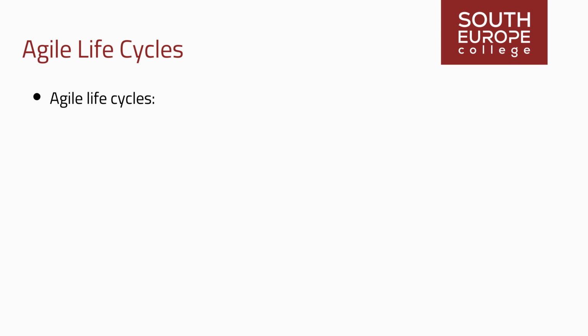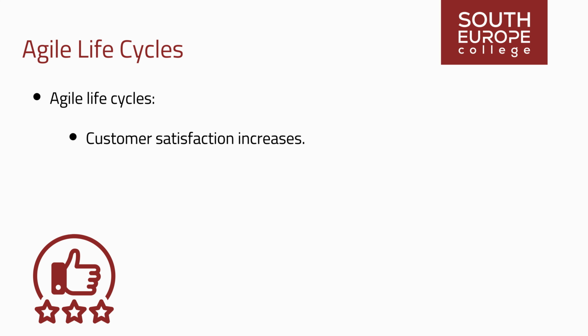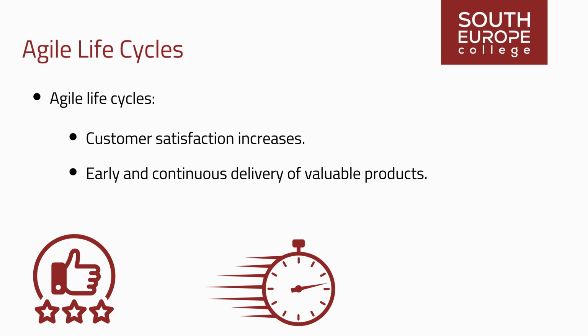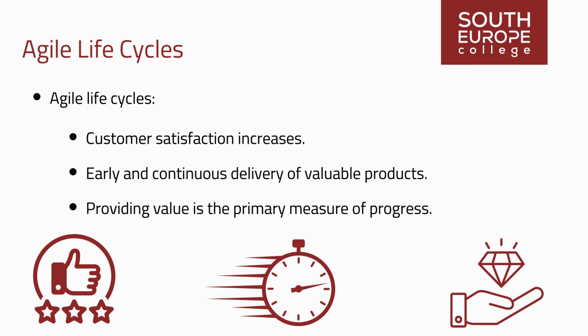Agile life cycles are those that fulfill the principles of the Agile Manifesto. In particular, customer satisfaction increases with early and continuous delivery of valuable products. Moreover, an incremental deliverable that is functional and provides value is the primary measure of progress. Agile life cycles combine both iterative and incremental approaches in order to adapt to high degrees of change and deliver project value more often.